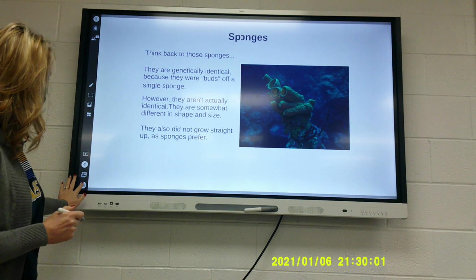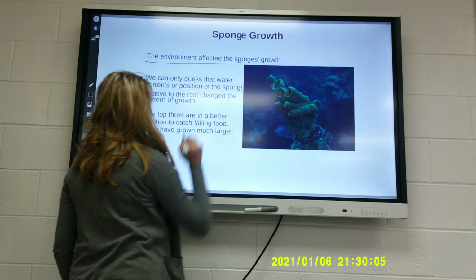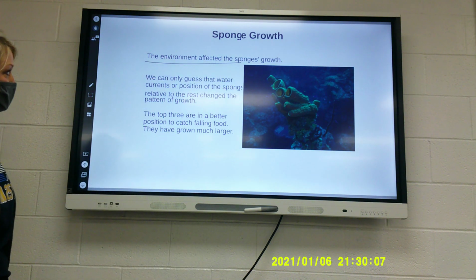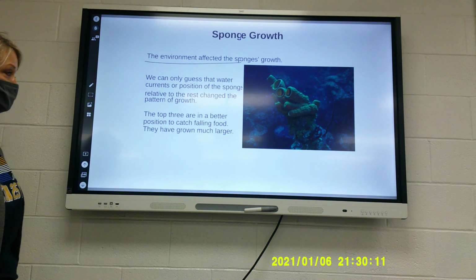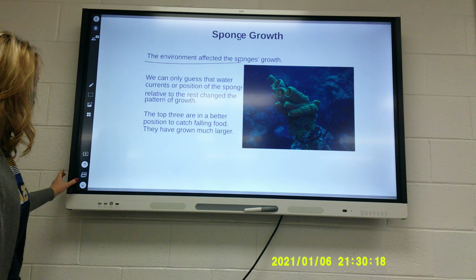Which is what that says. The environment affected the sponge's growth. We can only guess that water currents or position of the sponge relative to the rest change the pattern of growth. The top three are in better position to catch falling food, therefore they've grown much larger.